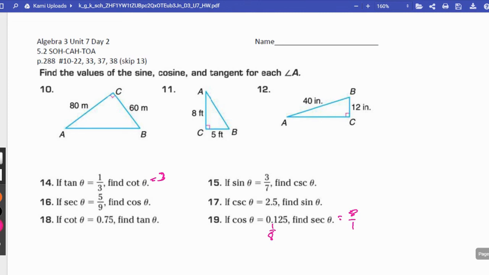All right, hopefully this made sense. It's kind of a review of what the trig functions are for sine, cosine, and tangent. That's where the SOH-CAH-TOA comes in. And then we also have now their reciprocal trig functions of cosecant, secant, and cotangent. All right, good luck.